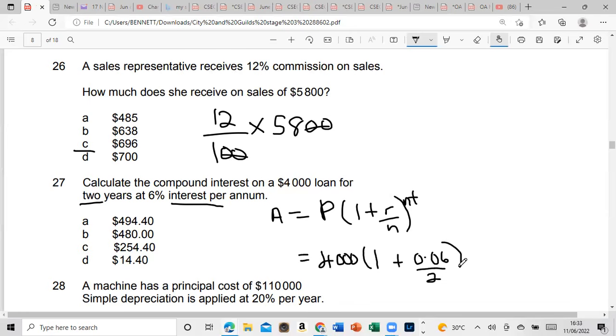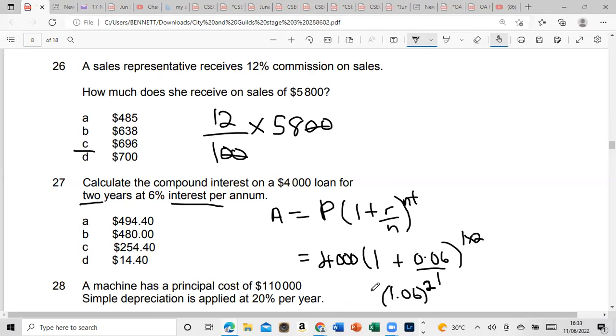Alright, from the looks, no. It's a per annum, so it's going to compound annually. So it's 1, not 2. And then for 2 years, that's 1 times 2. All right, so it compounds annually. So this gives us 1.06.